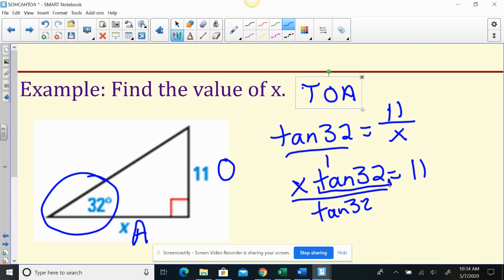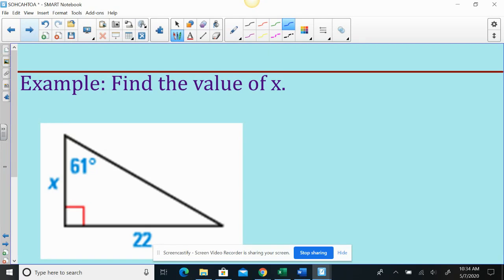The trig and the degree are always glued to each other unless you use the inverse. So that's the beauty of the inverse. So x down low, switch them, so we end up dividing. So I'm just going to do 11 divided by tan 32, and I get 17.60, which is fine if you just write 17.6. All right, please pause it and try it.